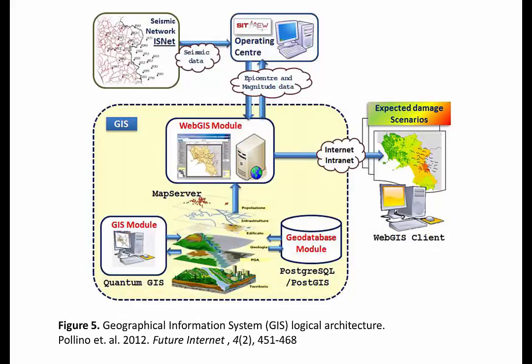Again, getting pictures of logical designs is problematic. And I think this is a good example of where how people use logical and conceptual, and separate logical from conceptual, is perhaps different. People use it in different ways. So this is figure 5, Geographical Information System Logical Architecture, from a paper in Future Internet in 2012. GIS module. To me, that's a conceptual design, probably.